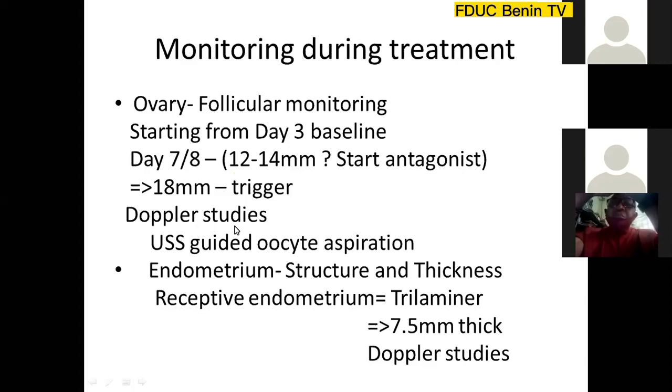Now, the endometrium is also monitored during treatment. What do we look at from the endometrium? The thickness, the morphology, and when you do Doppler studies of the endometrium, you find the subendometrial blood circulation, the resistance index, and the pulsatile index, and then the peak systolic volume around the subendometrial area. These give you an idea whether that endometrium is receptive or not. We're going to take all this one by one now.